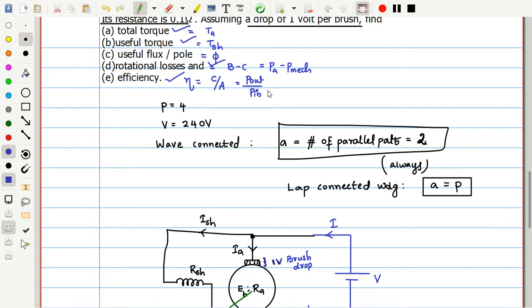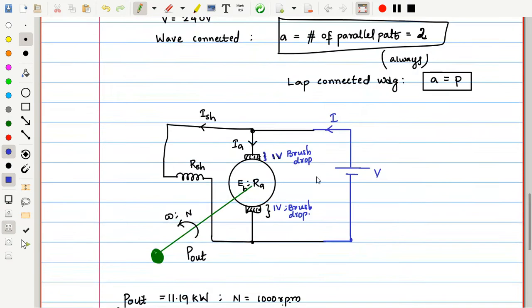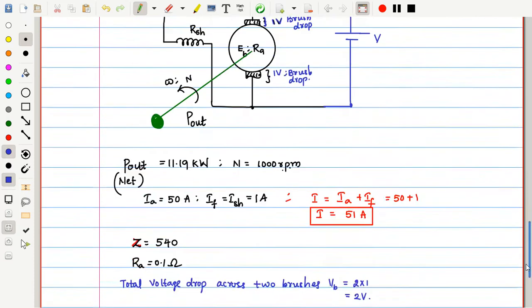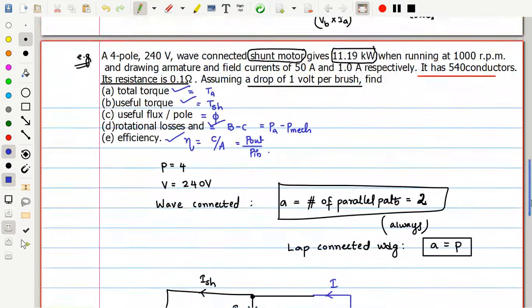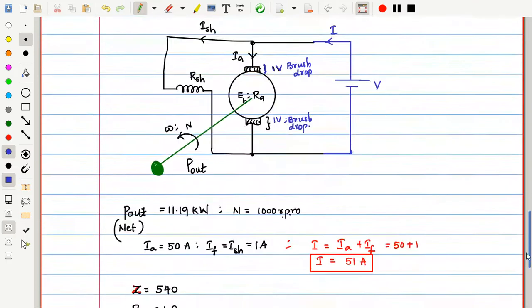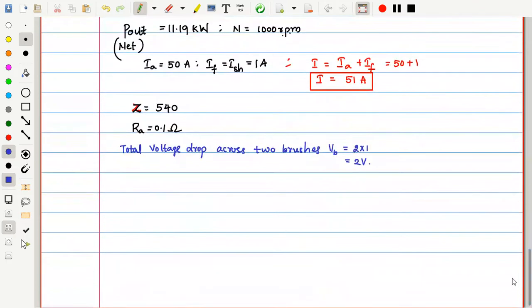Once you have the equivalent circuit, it is easy to do all these kinds of analysis. So it is better to draw the equivalent circuit immediately when you see the given data. This is all about the question. I just tried to analyze the given question along with this diagram. Now think of what we can do to solve these things. So let us take part A.